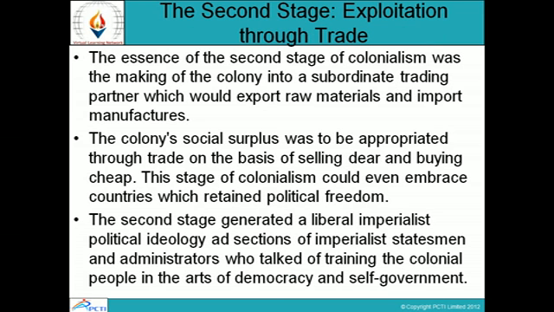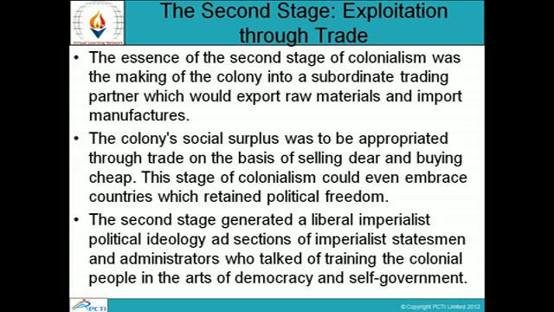The second stage is exploitation through trade. The essence of the second stage of colonialism was the making of the colony into a subordinate trading partner which would export raw materials and import manufactures. The colony's social surplus was to be appropriated through trade on the basis of selling dear and buying cheap. This stage could even embrace countries which retained political freedom.